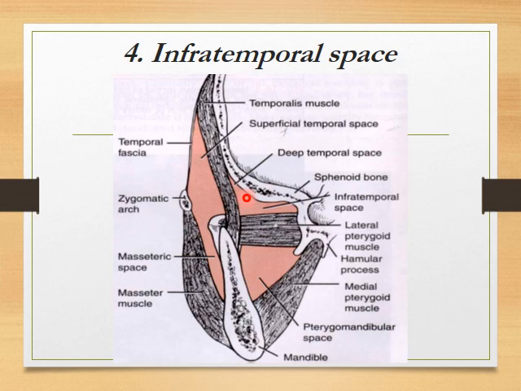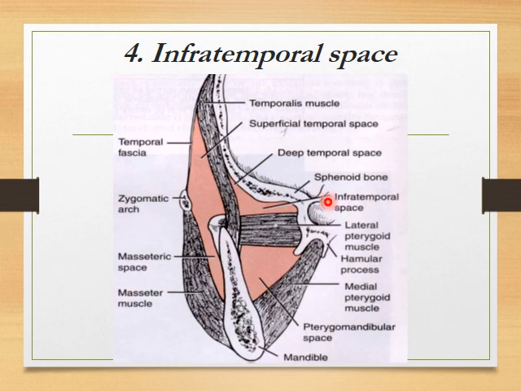It contains branches of the internal maxillary artery and the pterygoid venous plexus. Due to the presence of the pterygoid venous plexus, any infection in this space must be dealt with high priority. Any infection in the infratemporal space may erode to the pterygoid venous plexus and reach the cavernous sinus through the emissary veins, leading to a life-threatening situation, which is cavernous sinus thrombosis. We will discuss cavernous sinus thrombosis in a few slides later.